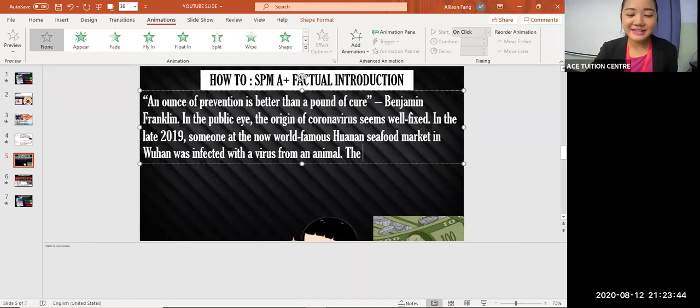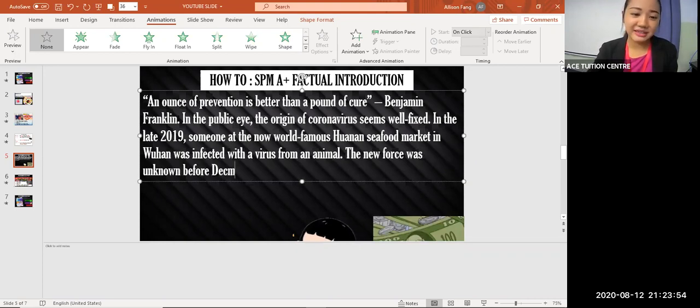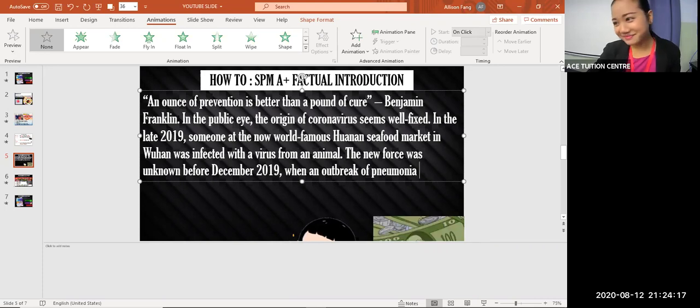It is a new disease, the new virus, I would say. The new virus was unknown before December 2019. If you have been following the news, it circulated almost in December. All right, so the new virus was unknown before December 2019 when an outbreak. If you know your facts right, COVID-19 is basically a disease that is related to pneumonia. Pneumonia is a lung disease where it's hard for you to breathe.